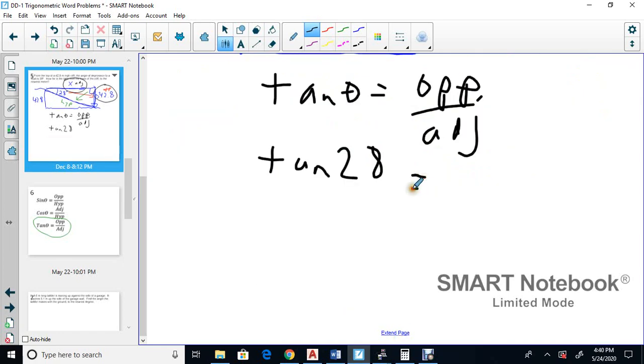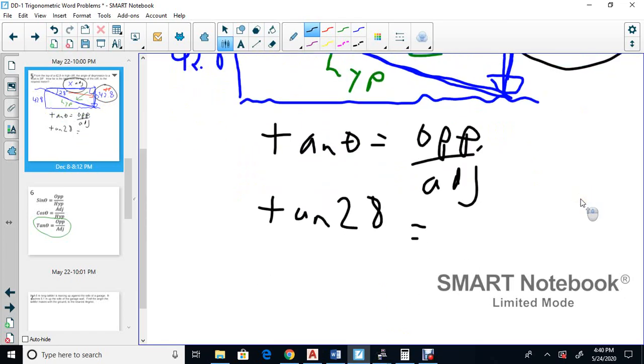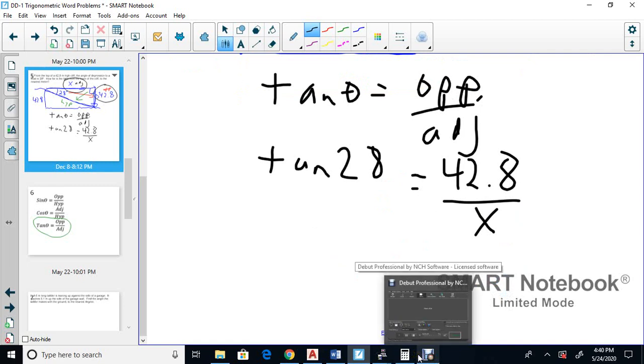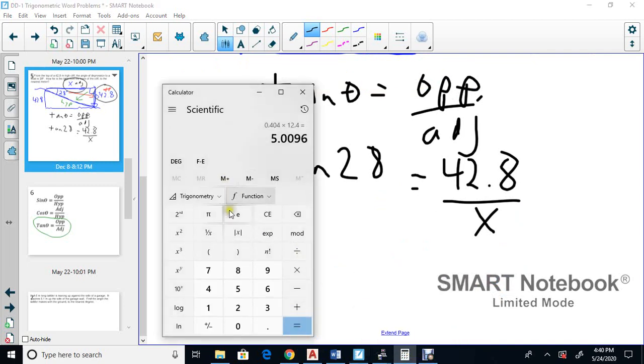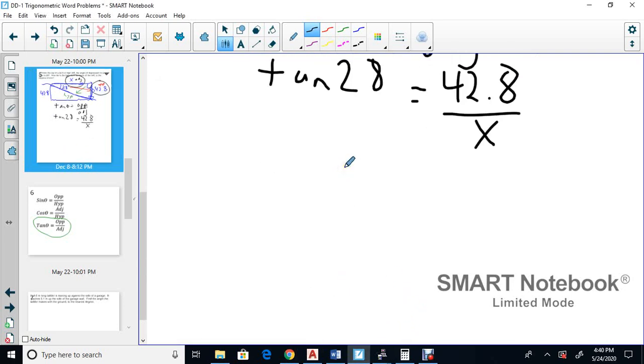And this time our opposite here is 42.8, 42.8 all over X. I'm going to use the same method as before. We'll go tan of 28. So we're going to use this calculator. So go tan. On this one you have to put 28 first, and then you put tan. Other calculators you do it the other way around. So we get 0.5317. Write it here.